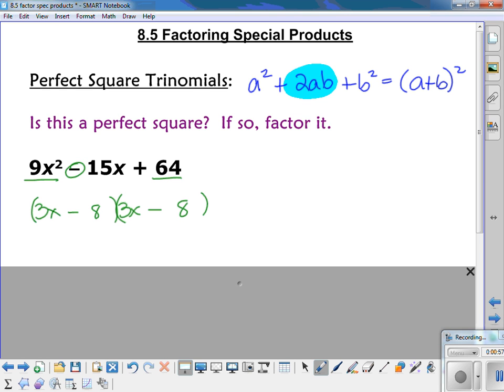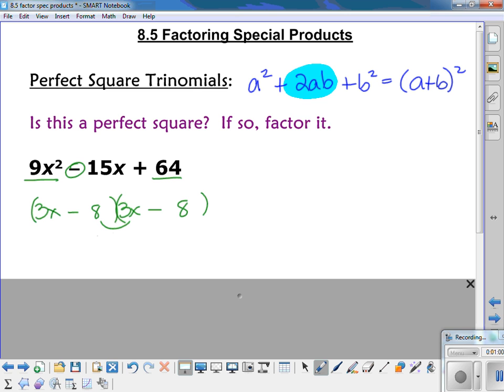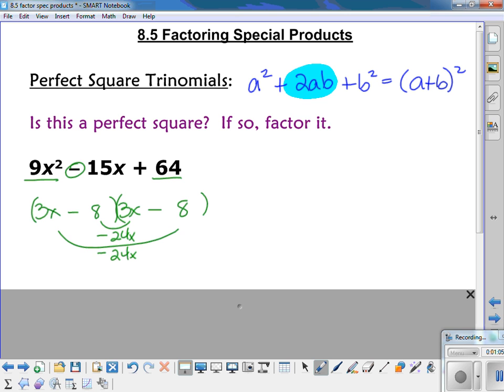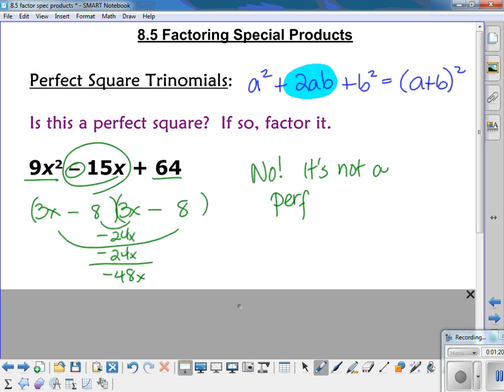So let me check the inside and the outside and see what happens. Here I get negative 24x, and I get another negative 24x. That adds up to negative 48x. Is that what I want in the middle? No. So since it doesn't work, it's not a perfect square. Does that make sense? So when you see that you've got a perfect square at the beginning and the end, you want to see if it is a perfect square altogether, and you test it out, okay?